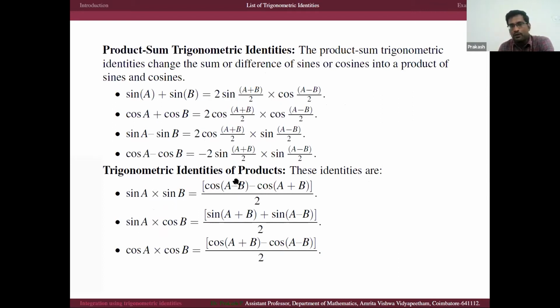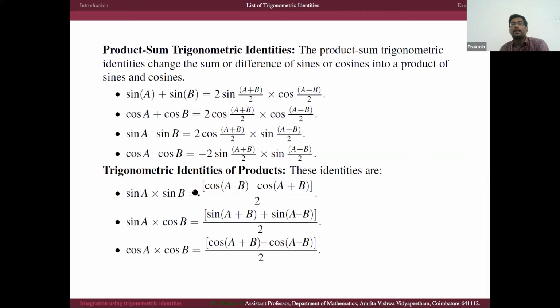Mainly we know cos a minus b and cos a plus b. If you take cos a minus b minus cos a plus b, we will get 2 sin a into sin b. Similarly, sin a plus b plus sin a minus b: we already know sin a plus b and sin a minus b, just add them, and we get 2 into sin a into cos b. Similarly, cos a plus b plus cos a minus b is 2 into cos a into cos b. These are important identities.